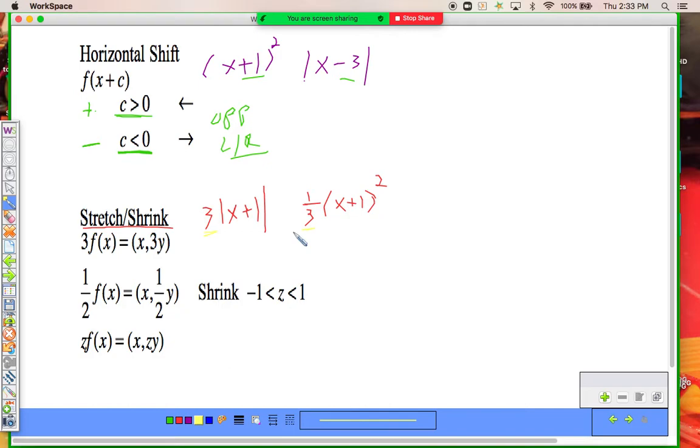Okay? So when I have a number in front of my function, we are going to take that value and multiply it times the y's. We don't change the x values. We're only going to change the y values. So on this one, if I have 3 times the absolute value of x plus 1, I'm going to take my y value at that point and multiply it times 3. If I had 1/3 times x plus 1 squared, I'm going to multiply all my y values by 1/3. So the idea is if you have a number on the outside, you're going to multiply that number times your y values. It's going to make your graph taller or make it shorter. That can be the second thing you do after you move left and right. So if I put a number in front of my function, that's going to be a stretch, is what we're going to call it, and we're going to multiply our y values by that number.